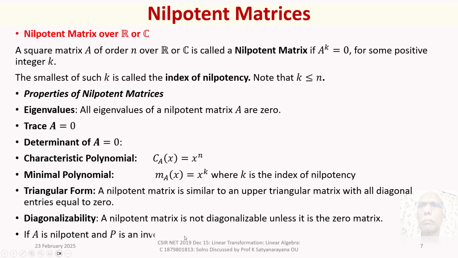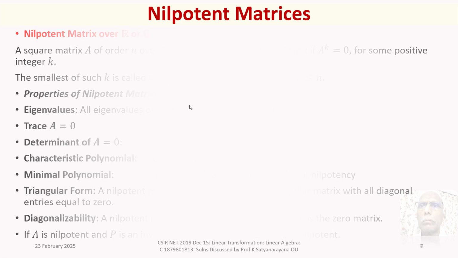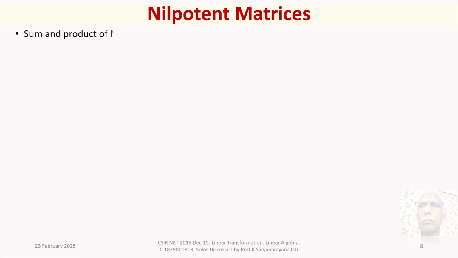What can you say about similarity? If A is a nilpotent matrix, A is similar to another nilpotent matrix. That means, if A is nilpotent and P is invertible, then A and P inverse AP are similar to each other, and this P inverse AP is also nilpotent. Right. What can you say about the sum and the product? The sum and product of nilpotent matrices need not be nilpotent.